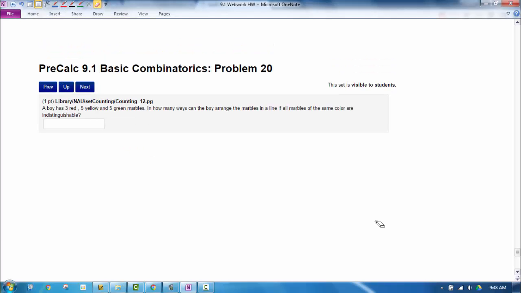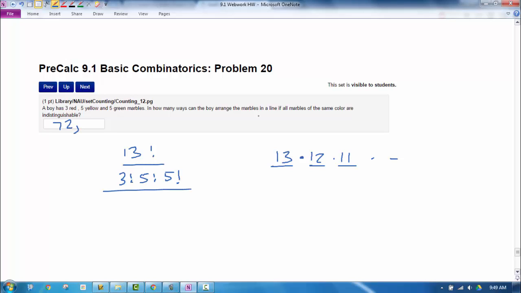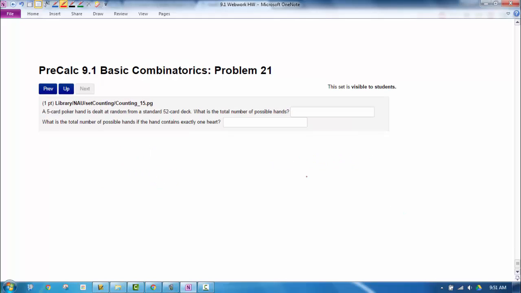Okay, the next problem says a boy has 3 red, 5 yellow, 5 green marbles, and how many ways can we arrange them if all the marbles of the same color are indistinguishable? So that'd be 13 marbles total, so there's 13 factorial ways you can rearrange them, because you have 13 choices for the first one you pick to arrange, then 12 for the second, and then 11 for the next one, and so on. But you have to divide out the ones that are indistinguishable, which in this case there's 3 red ones, 5 yellow ones, and also 5 green ones that are indistinguishable. So you have to do this, which gives you 72,072 different ways.